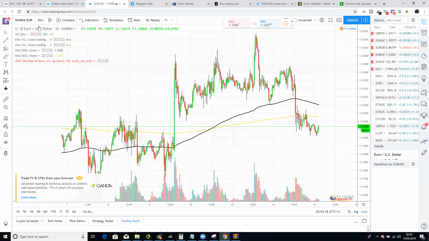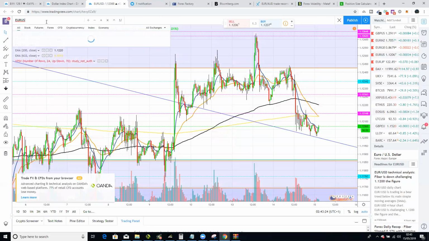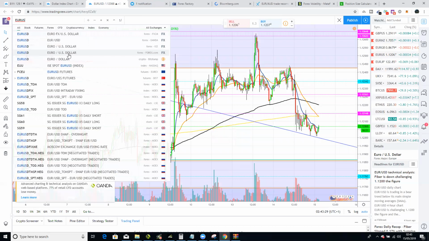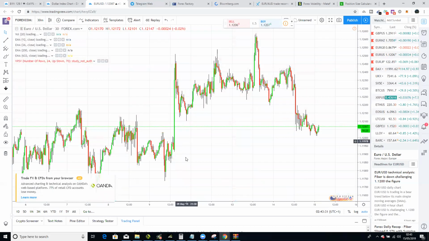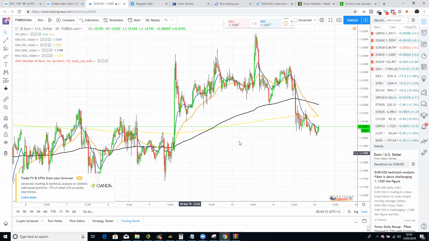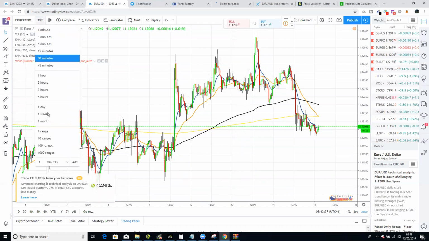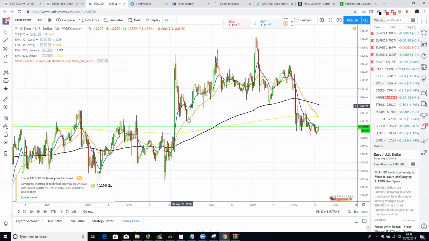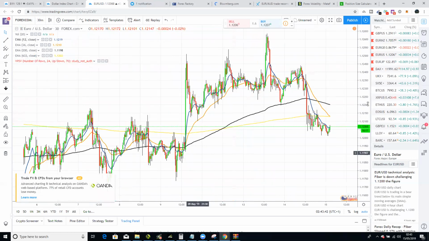So I've got a lot of my Euro USD charts marked up. Let's look at this. Okay, so I think we managed to get an empty chart. All right, so the first thing first on Euro USD is I want you to understand this.